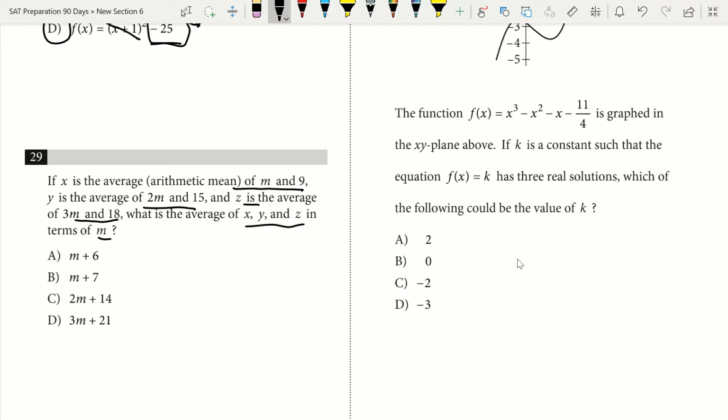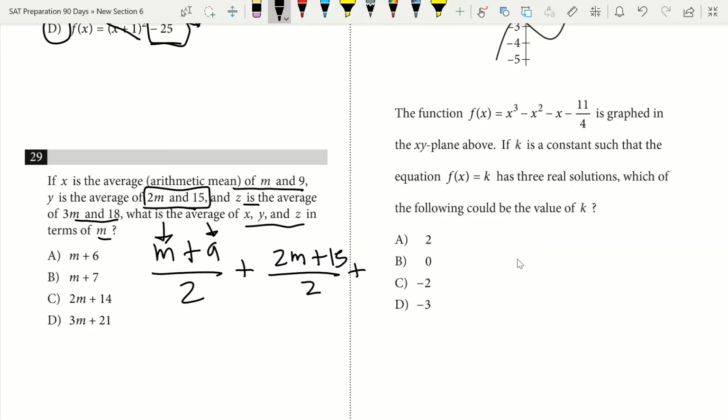Okay, so if x is the average of m and 9, then that tells us that we have (m + 9) over 2 because there's two terms. There's a 9 and there's an m. Okay, so that's what x is. Now we're going to have to add whatever y is. We know y is the average of 2m and 15. Keep in mind there's two terms there as well, so we're going to put that divided by 2 as well. Next, we have to add z, which is the average of 3m and 18, 3m plus 18, also over 2 because there's two terms.